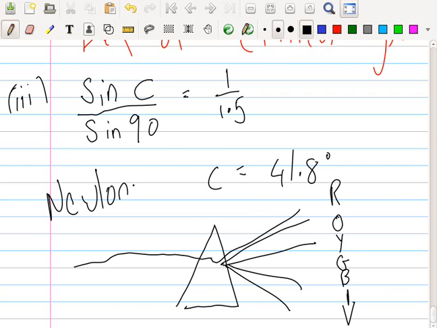That's all he wants. So he wants to know which will be on the top and which will be on the bottom when they come out. Okay. Last part now.